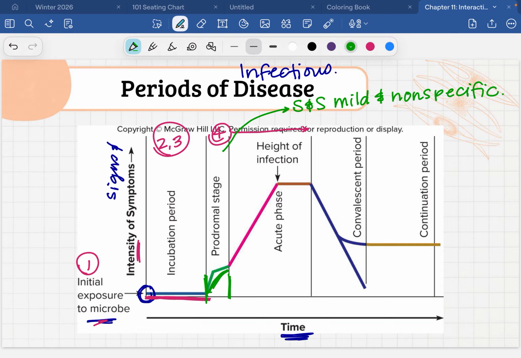Now, the next stage is the height of the infection. We call it the acute phase. And the acute phase is when this disease is really rocking, I guess. It's the period of illness or the acute phase. It's when signs and symptoms are most severe.